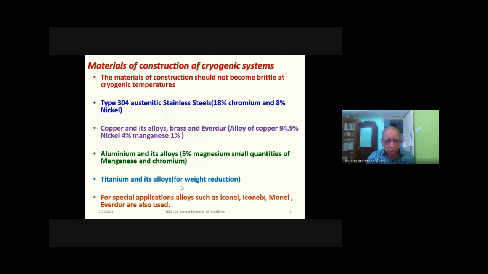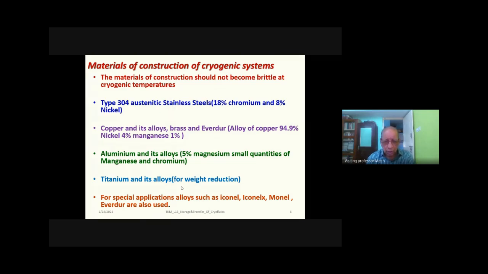Okay, what about the construction materials for the cryogenic systems? As we have already discussed, but anyway, I just have a brief repeat of this. First of all, materials of construction should not become brittle at cryogenic temperature. So 304 austenitic stainless steels, 18% chromium and 8% nickel, are quite suitable. Copper and its alloys, brass, Everdur, which is an alloy of copper, nickel, and manganese, can be useful for construction of the cryogenic systems.